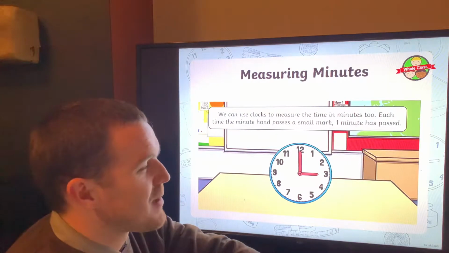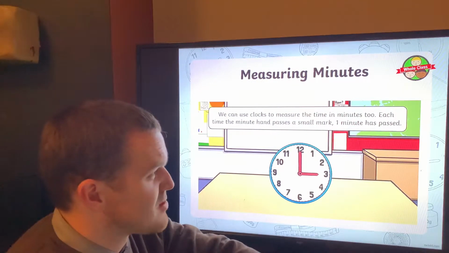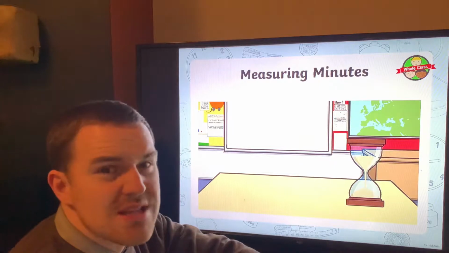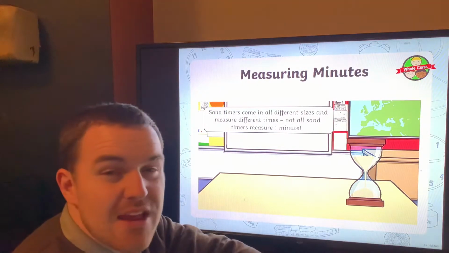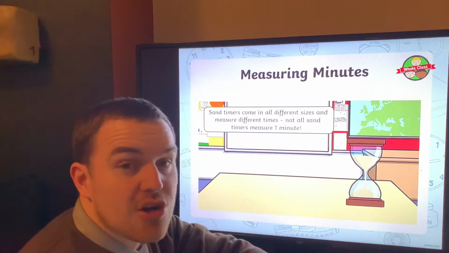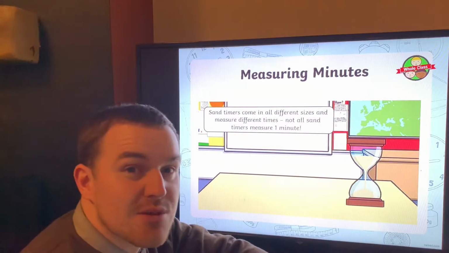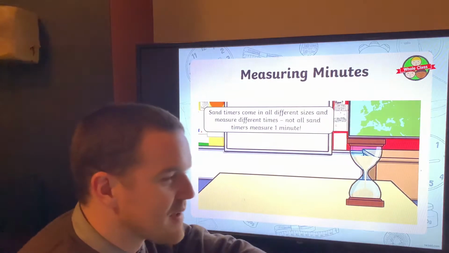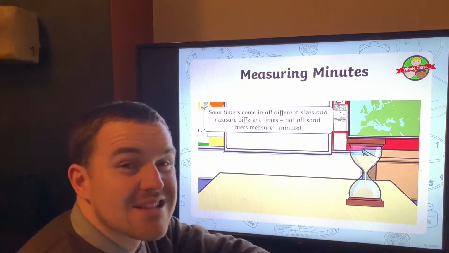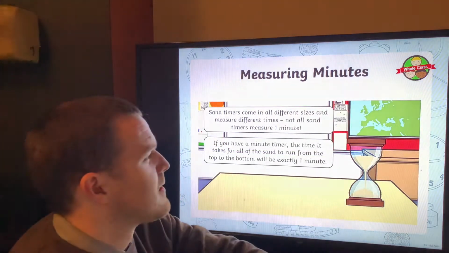Each time the minute hand passes a small mark, 1 minute has passed. And we can also use sand timers, okay? They come in all different sizes. Obviously ours is a 3 minute one in class, but you can get all different ones. I think reception have a few bigger ones, don't they? A few bigger ones where the sand takes longer, so it is more minutes, okay?